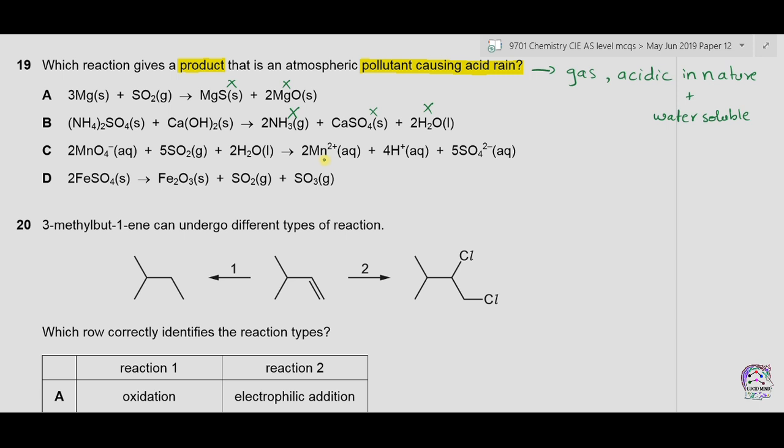In C we have manganese ion, H+ ion and sulfate aqueous. Again, none of them are gases. In D we have iron oxide solid, sulfur dioxide gas, sulfur trioxide gas. Now sulfur dioxide and sulfur trioxide are both acidic gases which dissolve in water to form sulfurous acid and sulfuric acid respectively. So therefore D is the correct option.